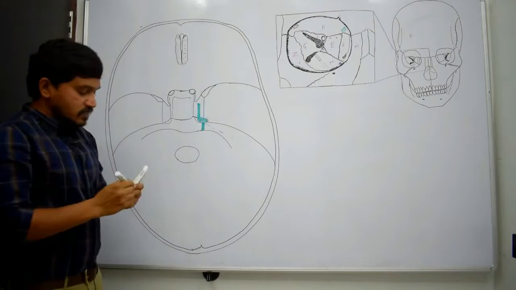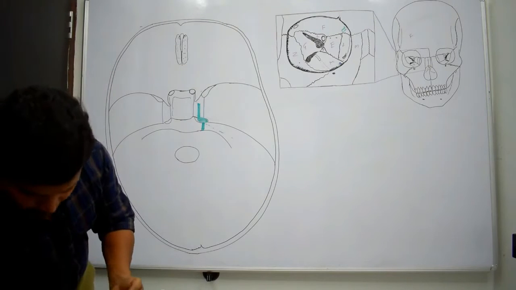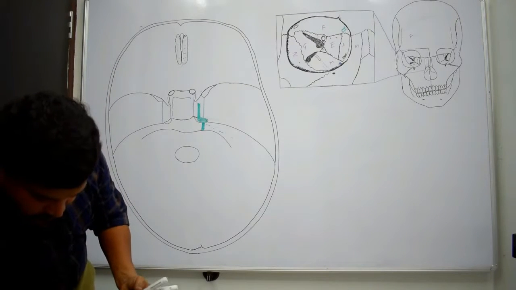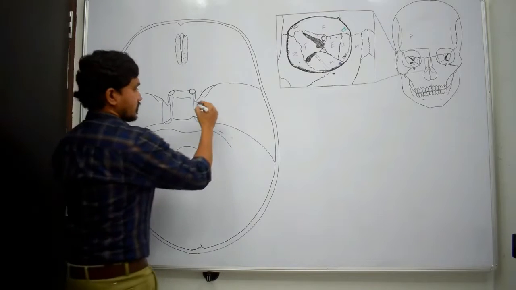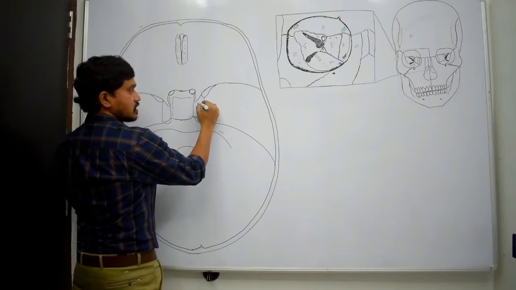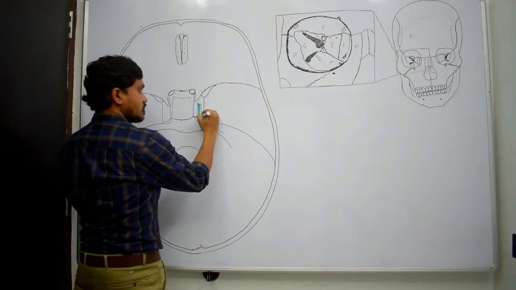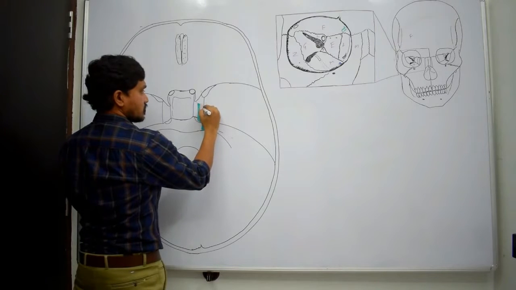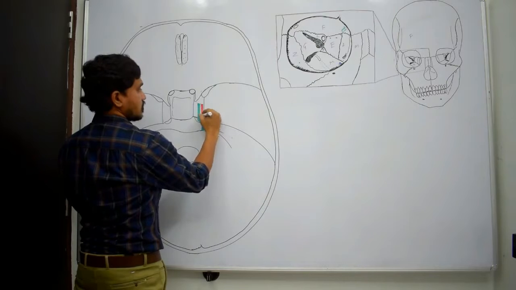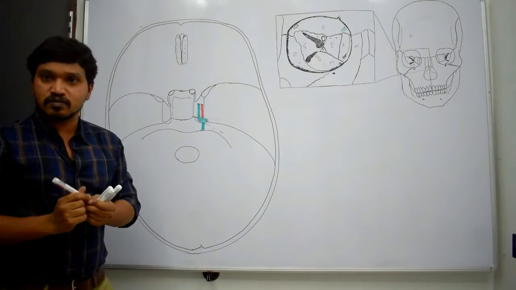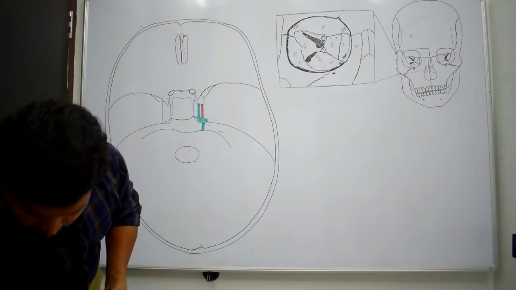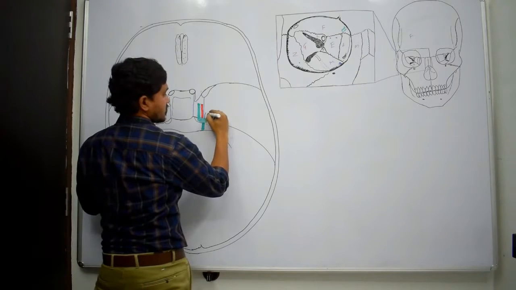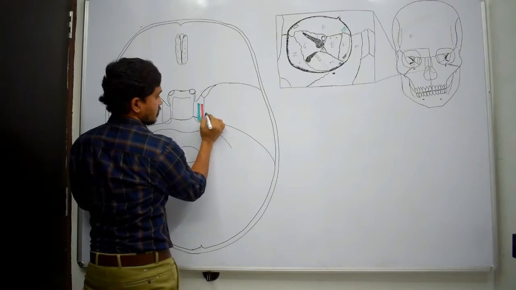And is any other nerve there? I am drawing with a different color to differentiate. I am drawing with red color. Which one is this? This is the maxillary division of the trigeminal nerve. And one more division is there, no? What is that? That division is the mandibular division of the trigeminal nerve.